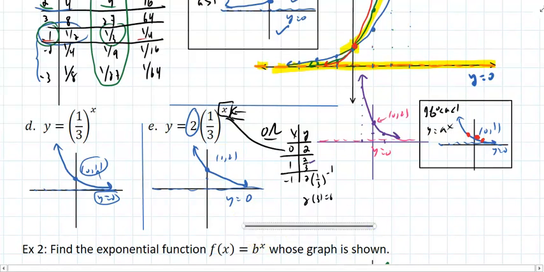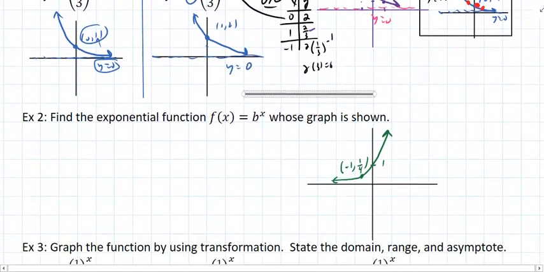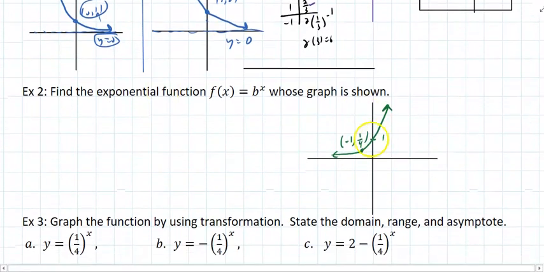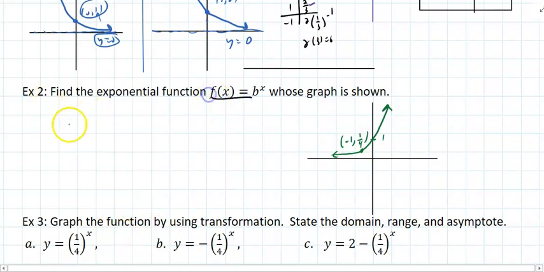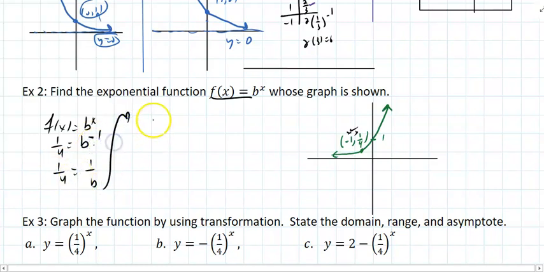You don't have to. And if I run down to the next problem, if I gave you a graph, can you tell me what the equation is? Well, I know that f of x equals b to the x. So I have a point. This is x and y. y equals 1/4 when x equals negative 1. How do you solve that? Isn't that 1 over 4 equals 1 over b? You could cross multiply and say b equals 4.